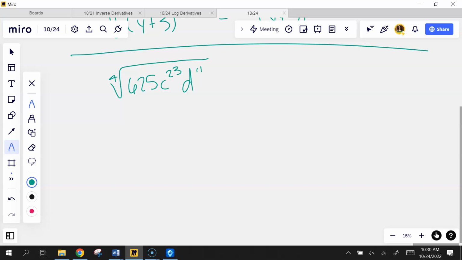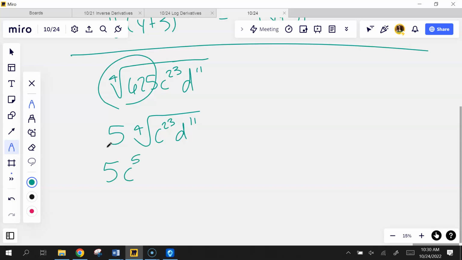Four through 625. 5 and 125. But it has to be 5. Plus or minus a root of the 4. This is a perfect fourth, yes? 5, 4th root, C23, D11. 4 goes into 23 how many times? 5, and how many are left? 3. 4 goes into 11, and how many are left?